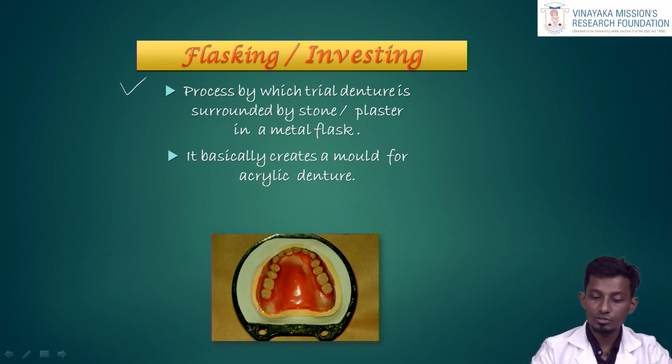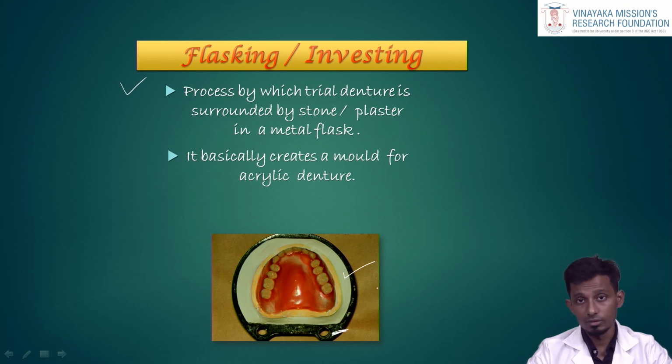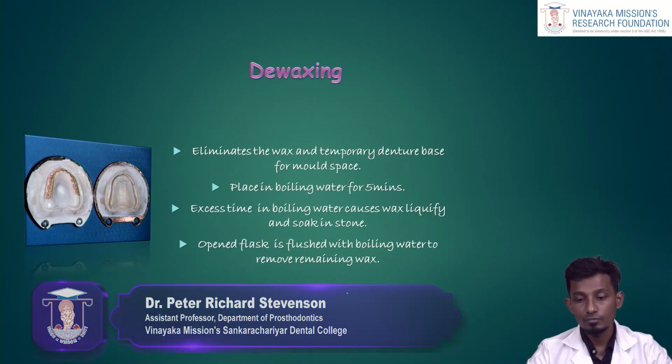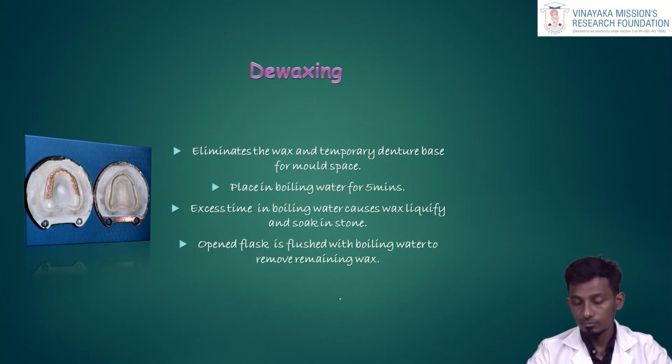Now this metallic structure you see here is your flask. Now the cast is placed and you can see the plaster is poured, and this acts like a 3-part mold basically. That's what happens. So first we do flasking. Once flasking is done, we do something called de-waxing.